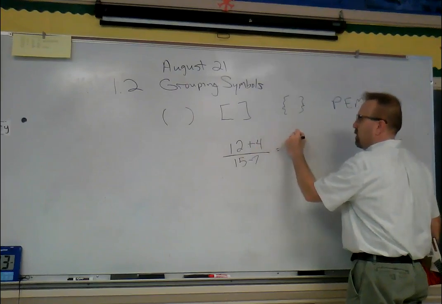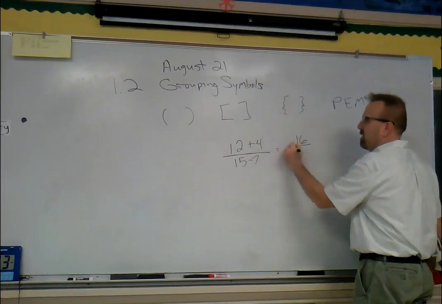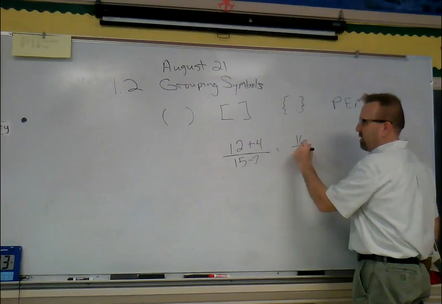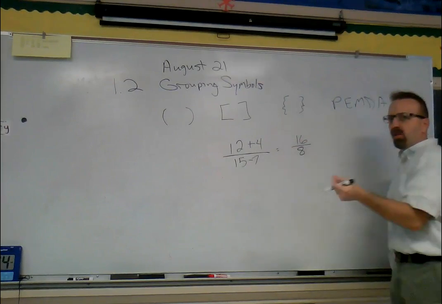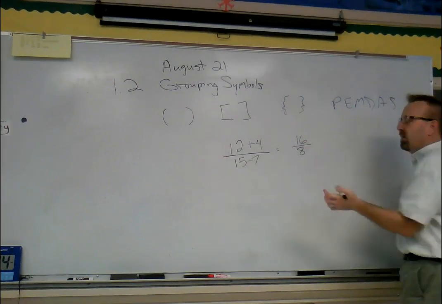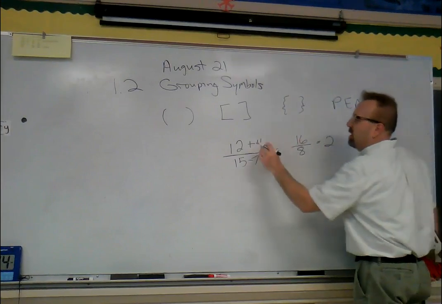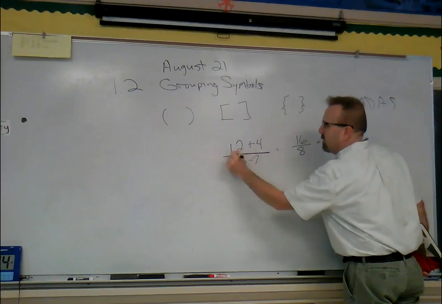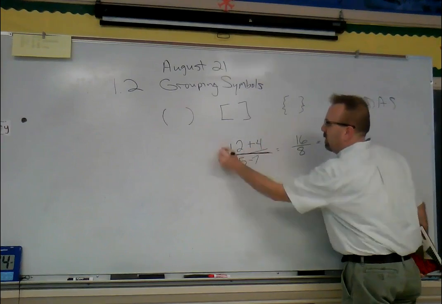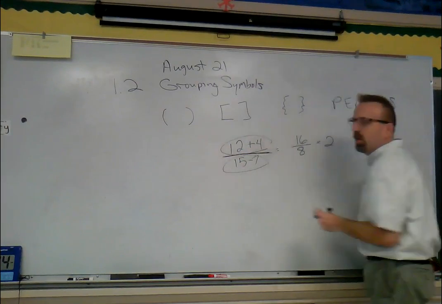So in this case, we would do 12 plus 4 is 16. 15 minus 7 is 8. So now we divide. It kind of changes the order. So we would get our answer to be 2. This separates our order. So it groups this problem, and then it groups this problem, and then we'll work.